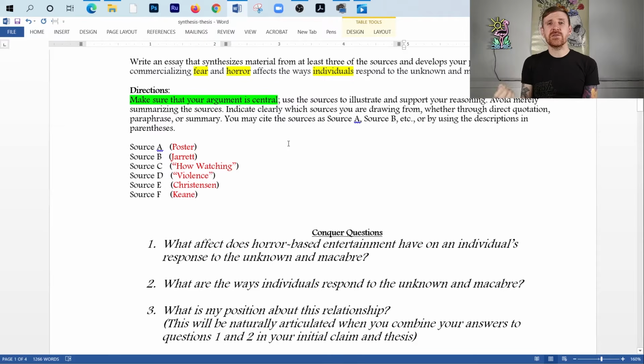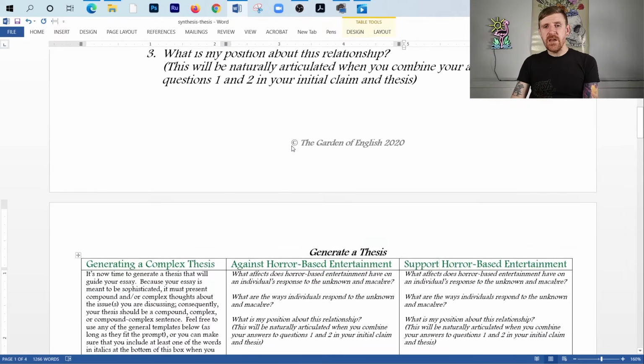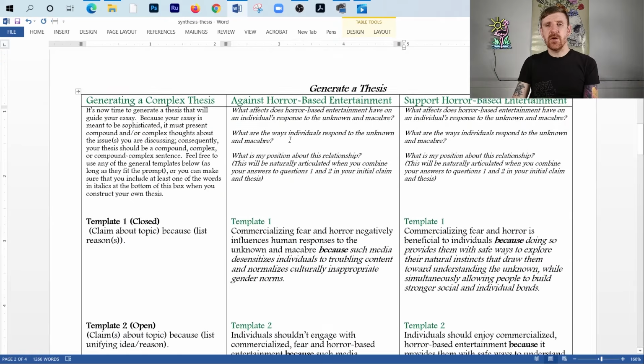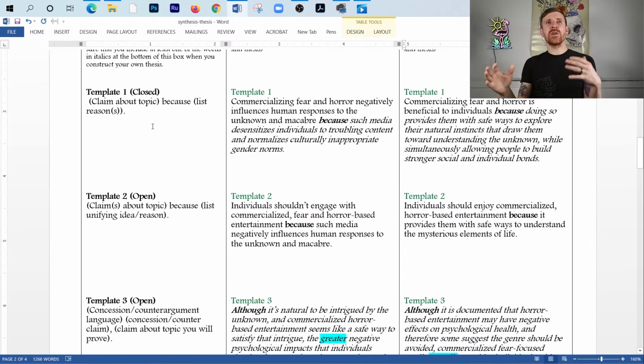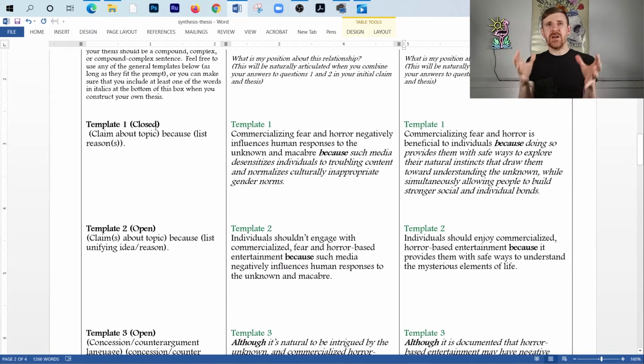But anyway, what we are doing is developing a position on how commercializing fear and horror affects how individuals respond to the unknown and the macabre in life, and those mysterious elements of life. Those are the questions that we have to answer. So if you look at my first template here, this is a closed template. What that means is that I'm going to be limited in what I'm actually going to talk about in my paper. You're going to notice my argument is that commercializing fear and horror negatively influences human responses to the unknown and the macabre. So there we go. How does it affect humans as they get to know these things? It's a negative influence.